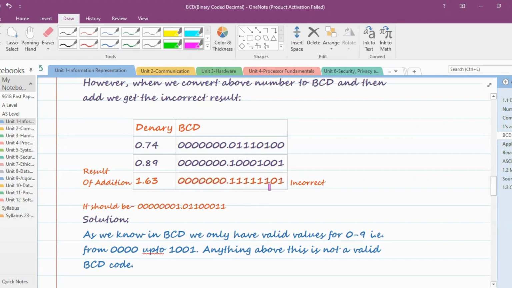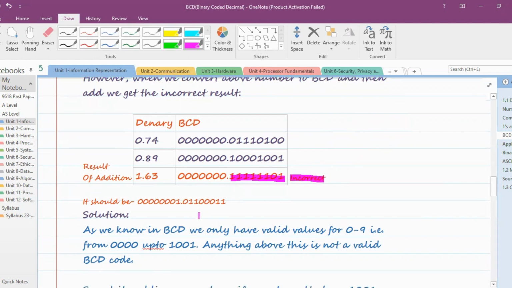So what is the solution? Why is this incorrect? This is incorrect because these values are not acceptable in BCD, right? In BCD, we do not have any equivalent for 15, but this value is 15 and this value is 13. So we do not have any value beyond 0 to 9. Only single digits can be represented using BCD. However, these values are not represented in BCD. That is why we are getting an incorrect result. Now, how to fix it?